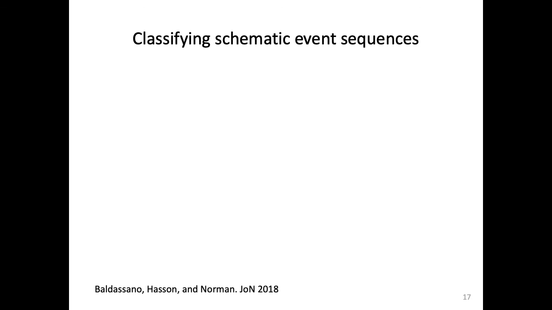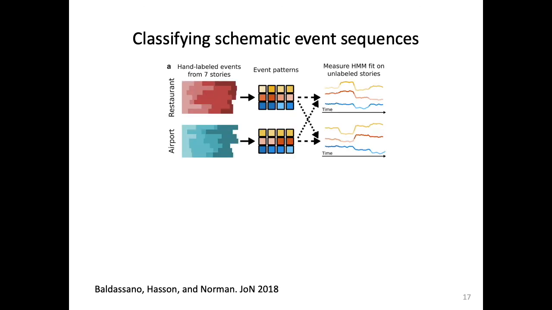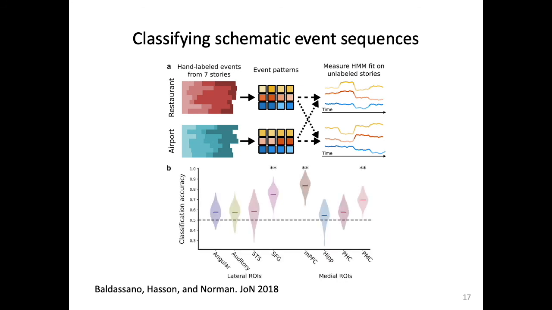We can also find shared sequences of event patterns across different stories if those stories have some similar underlying temporal structure. For example, we can find a sequence of event patterns common to restaurant stories or common to airport stories, and then use these event templates to classify a new story as belonging to either the restaurant or airport schema. We find that we can do this in a number of regions, most strongly in MPFC.